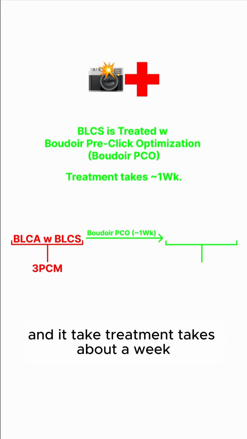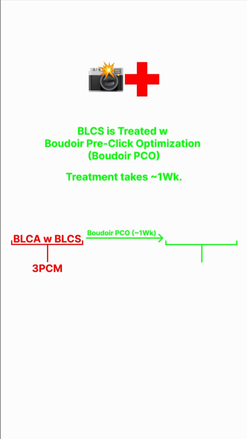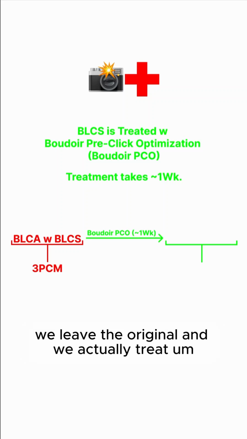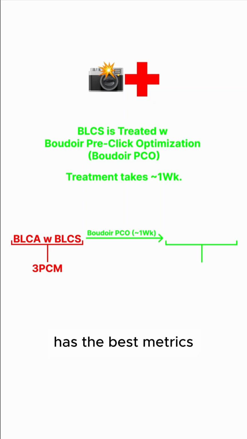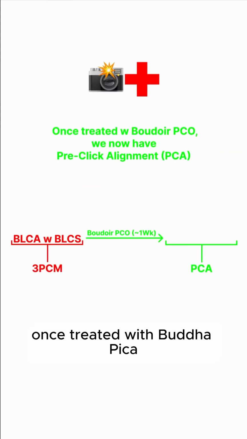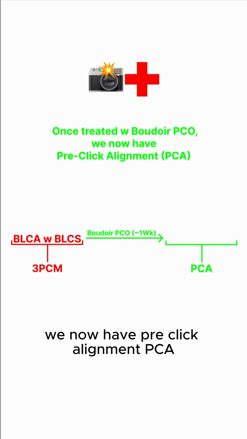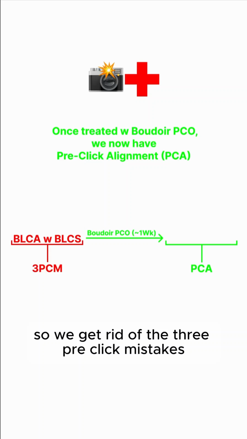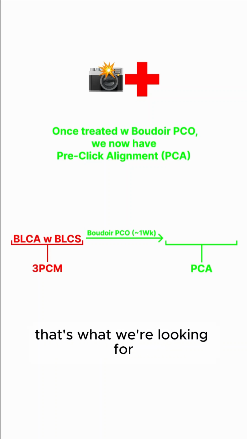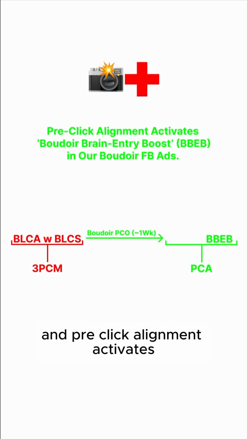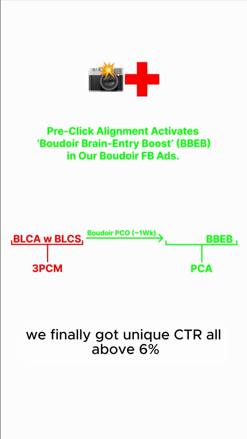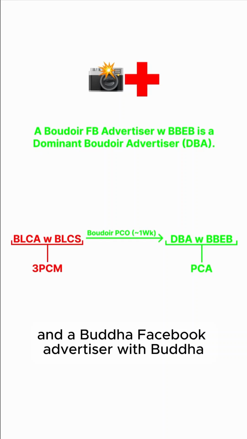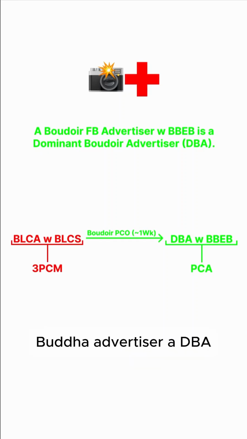And treatment takes about a week. So we duplicate the current ad, we leave the original, and we treat the duplicated ad for a week, and then we keep whichever one running has the best metrics. Once treated with Boudoir Pico, we now have pre-click alignment, PCA. So we get rid of the 3 pre-click mistakes, we achieve pre-click alignment. That's what we're looking for. And pre-click alignment activates Boudoir brain entry boost in our Boudoir Facebook ads. Basically, we finally got unique CTR above 6%. And a Boudoir Facebook advertiser with Boudoir brain entry boost is a dominant Boudoir advertiser, a DBA.